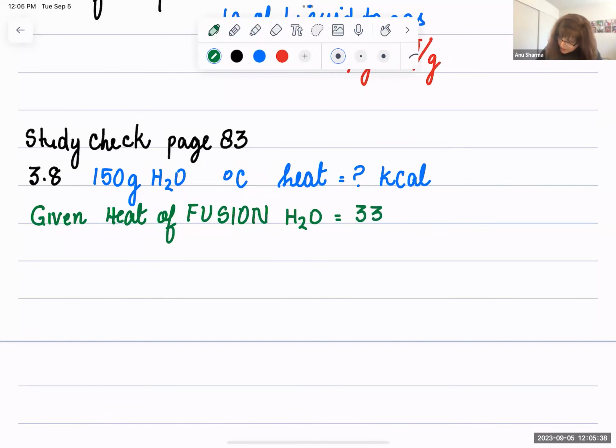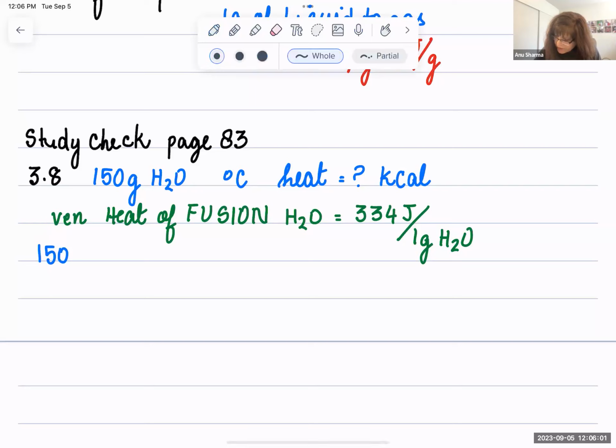334 joules per 1 gram of water. This is given, or actually this is known, not even given. It will obviously be provided to you, but it is a known value that the heat of fusion for water is 334 joules per gram.